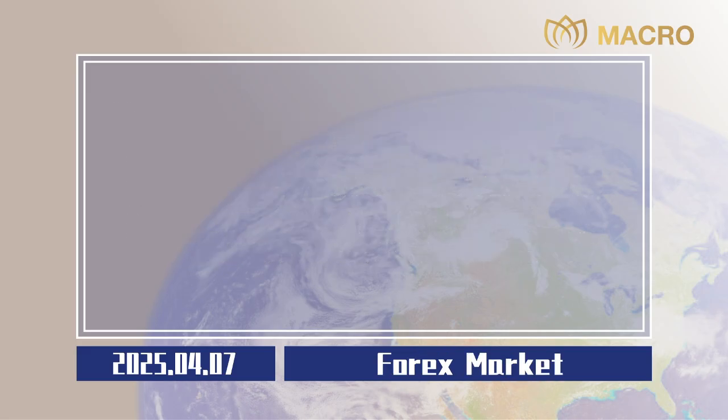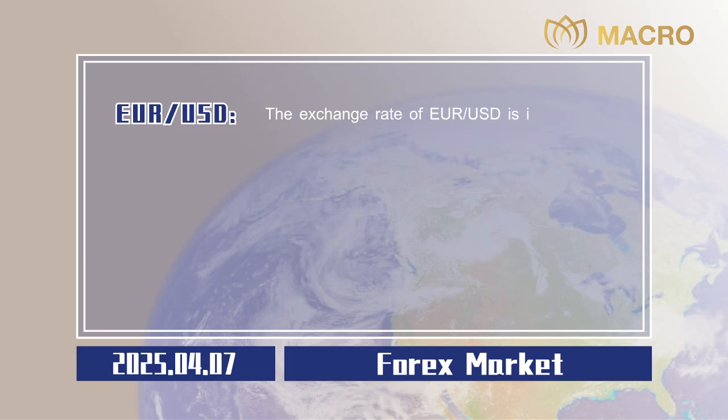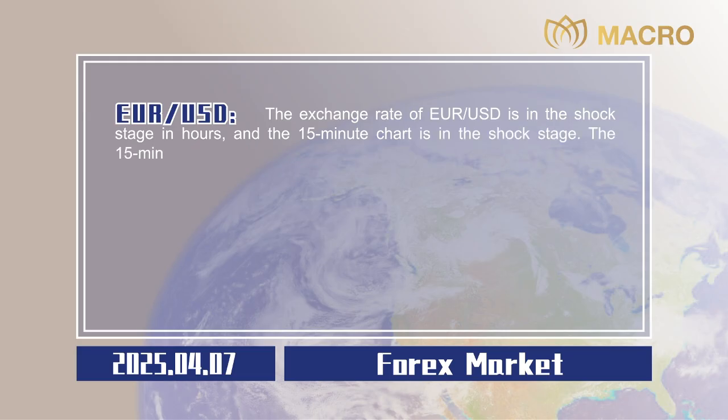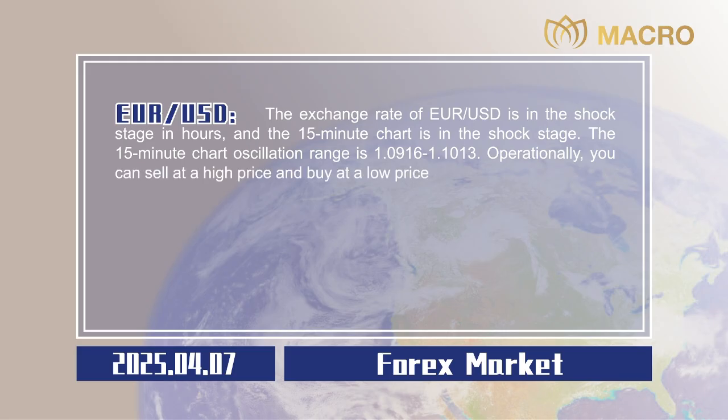Forex market. Euro to US dollar. The exchange rate of euro to US dollar is in the shock stage in hours, and the 15-minute chart is in the shock stage. The 15-minute chart oscillation range is 1.0916 to 1.1013. Operationally, you can sell at a high price and buy at a low price in this range.